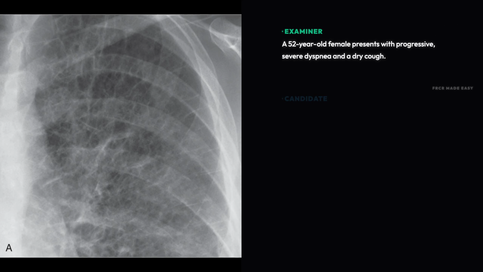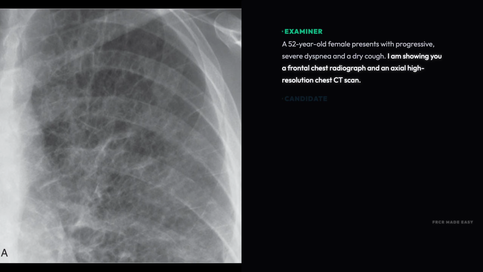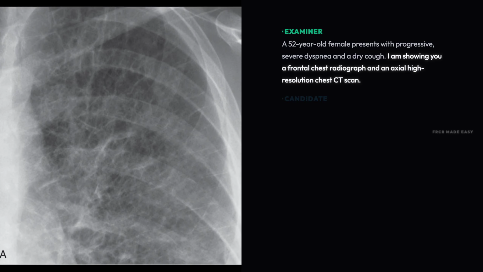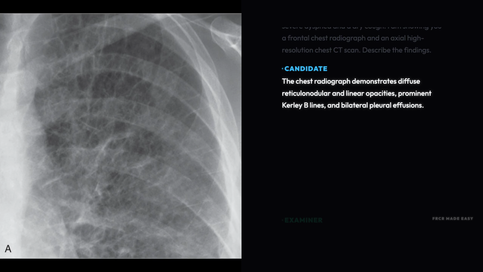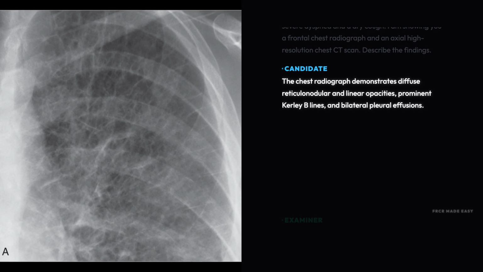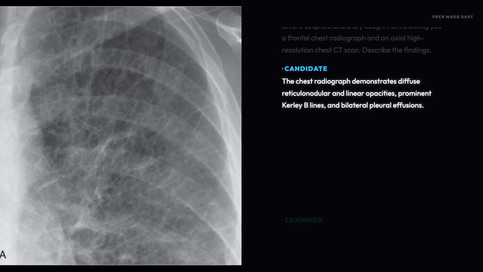A 52-year-old female presents with progressive, severe dyspnea and a dry cough. I am showing you a frontal chest radiograph and an axial high-resolution chest computed tomography scan. Describe the findings. The chest radiograph demonstrates diffuse reticulonodular and linear opacities, prominent curly B lines, and bilateral pleural effusions.